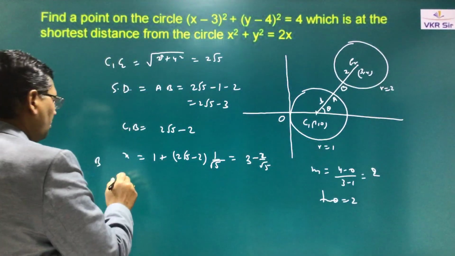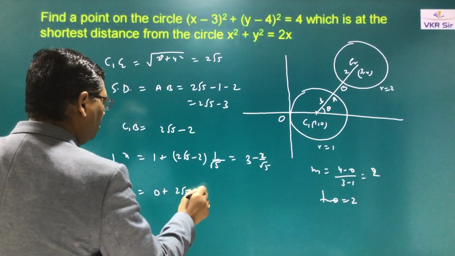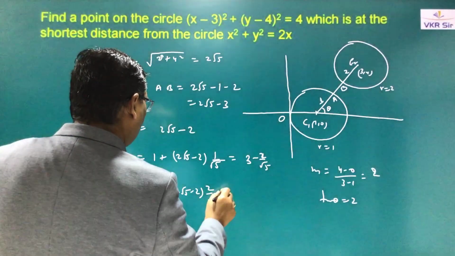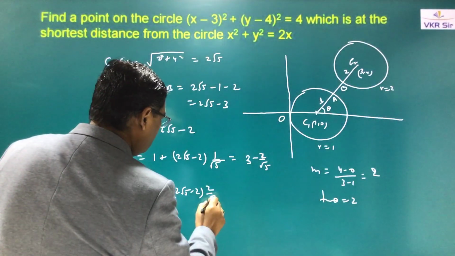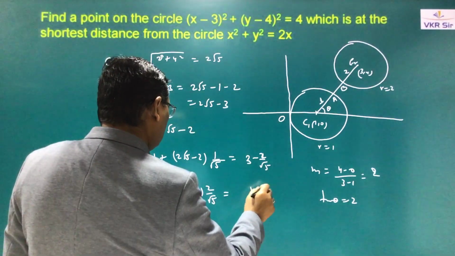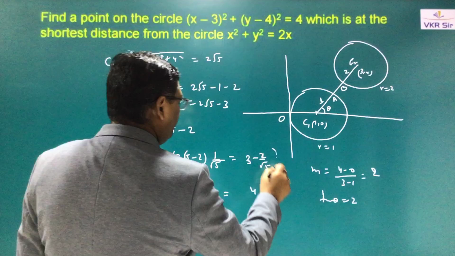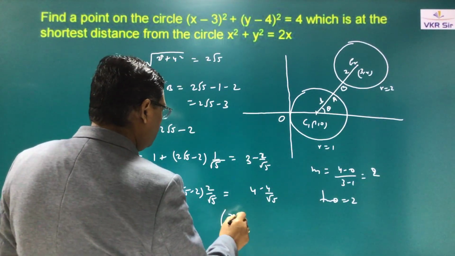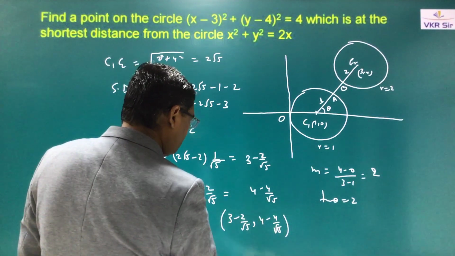Now what about the y coordinate? The y coordinate is 0 plus the same distance, 2 root 5 minus 2, times sin theta. Sin theta is how much from there? 2 by root 5. So this is how much for us? This is 4 minus 4 by root 5. So we have got the coordinates of B. We can write it here: 3 minus 2 by root 5, comma 4 minus 4 by root 5. This is the coordinates of B.